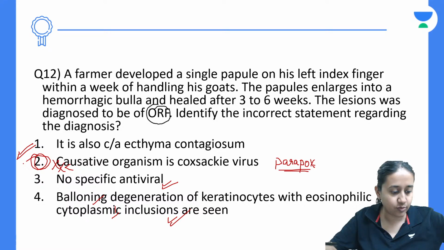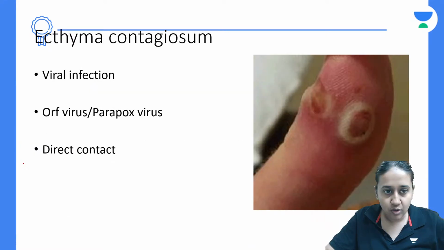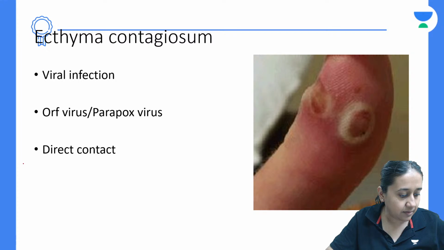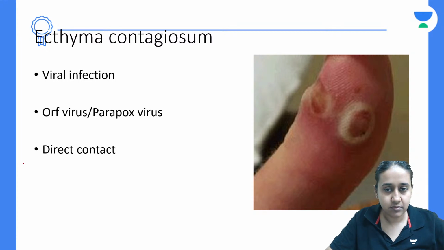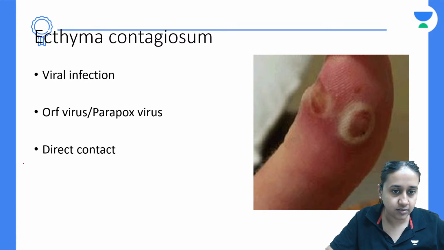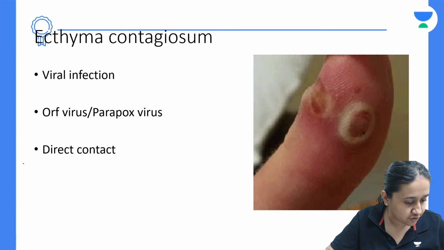Can I get a quick thumbs up? You can see the lesion. It is mainly present on the fingertip. These are viral infections, parapox virus, or direct contact infections. Clear?